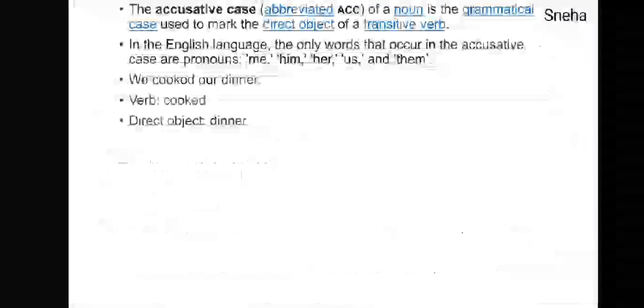So here we are going to say that the accusative cases are the nouns that are the direct objects of the transitive verb. So we cooked what? If we ask any question with what or which, whatever answer we get from the transitive verb is going to be the accusative case. If you can't discriminate between accusative and nominative, then ask the verb who. If you get an answer to who, that is going to be the nominative case. And if you ask the question what, whatever answer you get from the verb is going to be your accusative case. So this is a small tip.